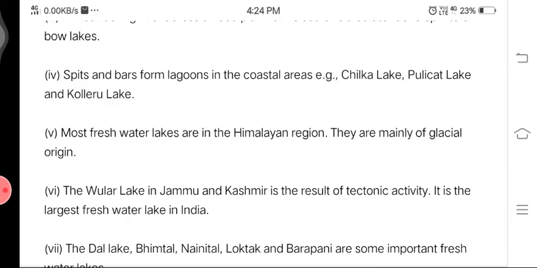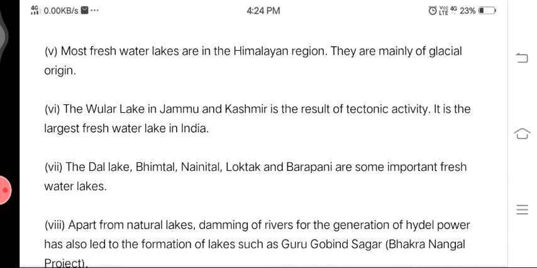The Wular Lake in Jammu and Kashmir is the result of tectonic activities. Some lakes are formed by tectonic plate activities, like the Wular Lake in Jammu and Kashmir. It is the largest freshwater lake in India. The Dal Lake, the Bhimtal Lake, Nainital, Loktak and Barapani are some important freshwater lakes.